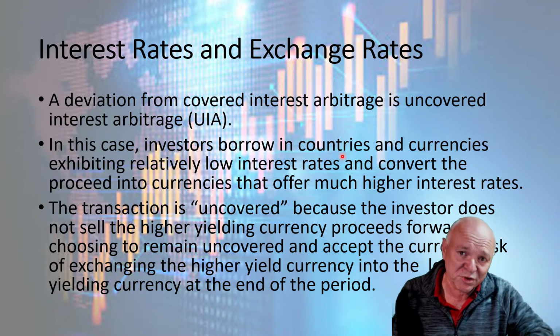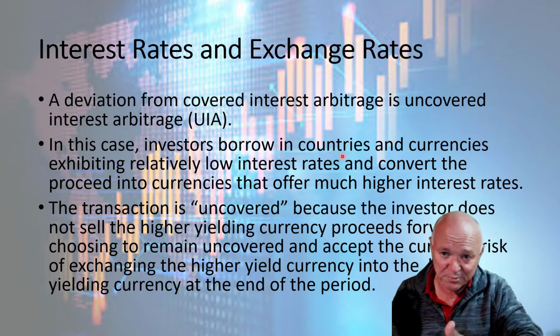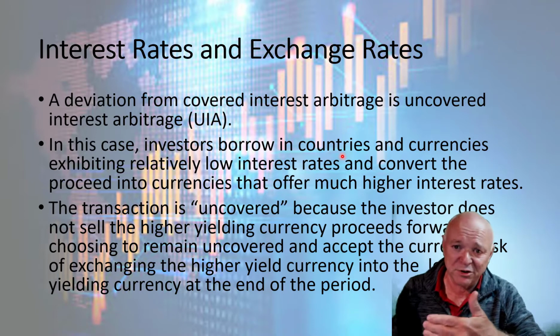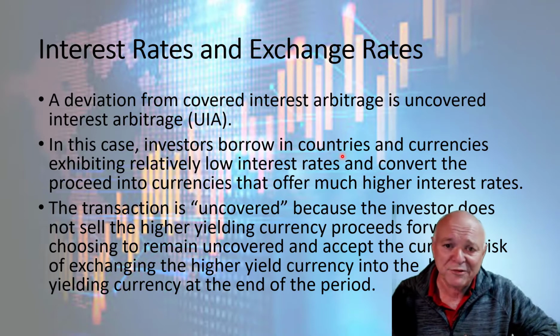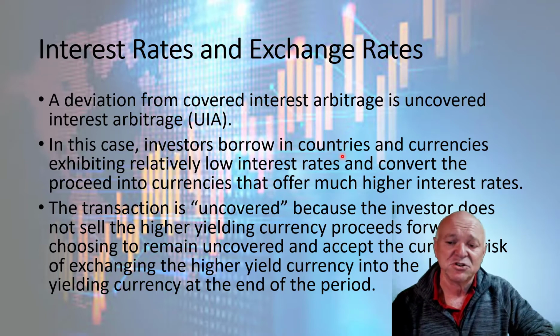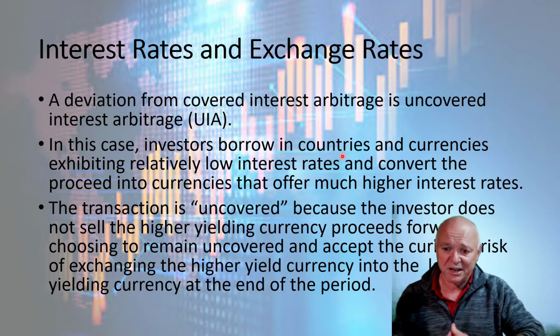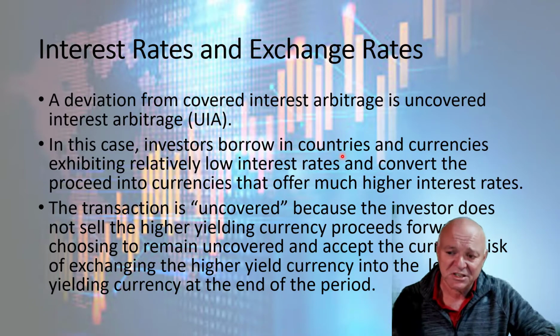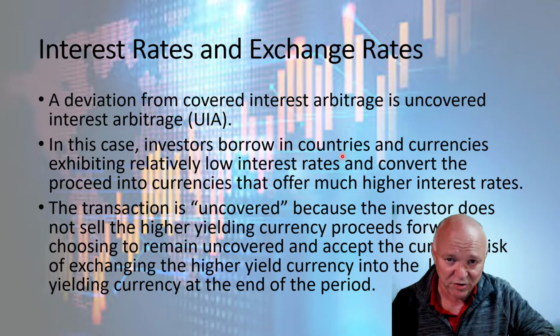Now, we said that the first version was covered because we matched a short position in US dollar interest rates with a long position in the yen interest rates, and so they were covered. Whatever we were going to gain in one, we lost in the other. In the uncovered case, investors borrow in countries and currencies that have low interest rates, and convert the proceeds into currencies that offer higher interest rates.